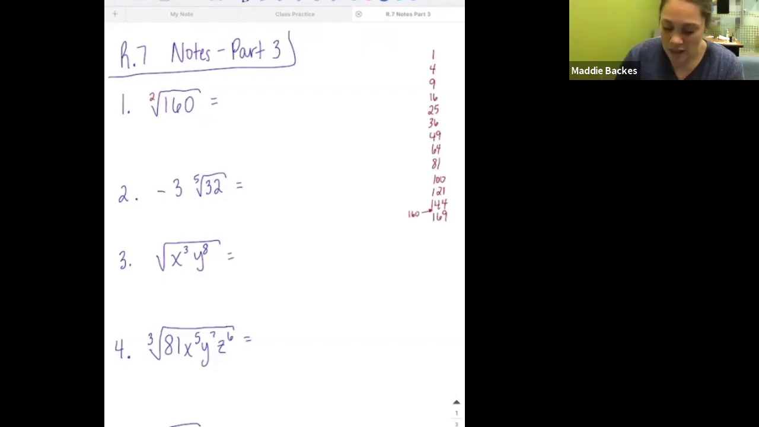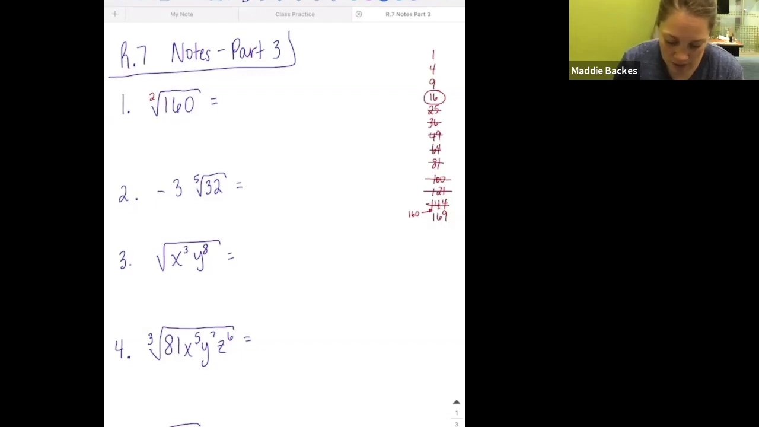So now we need to find the biggest of these numbers that divides 160. One way that we can do it is just divide 160 by each of these. So 160 divided by 144 is not a whole number. 160 divided by 121, not a whole number. 160 divided by 100, not a whole number. Same. Here, we get 16 times 10 gives us 160.